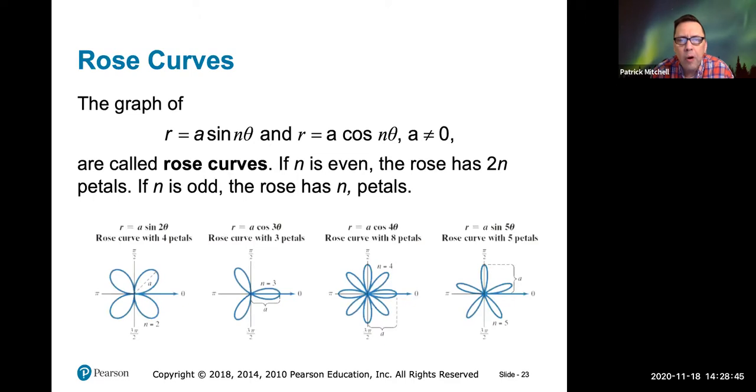Any equation of the form r equals a sine n theta or r equals a cosine n theta is called a rose curve. Interestingly, if n is even, the rose has 2n petals, but if n is odd, then the rose has n petals. So here are some examples: a rose with 4 petals, one with 3 petals, here's one with 8 petals, and here's one with 5 petals.